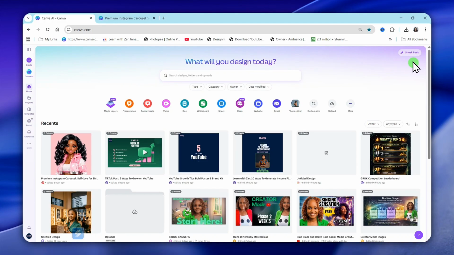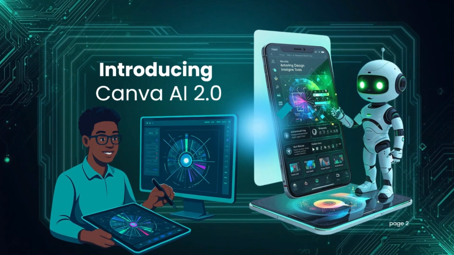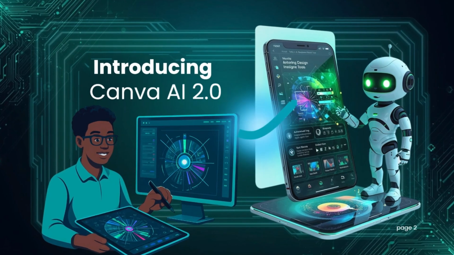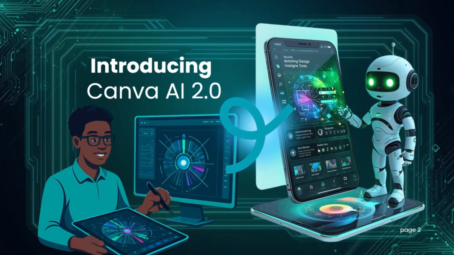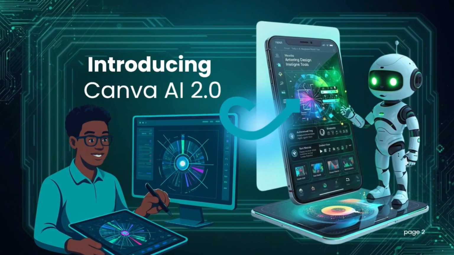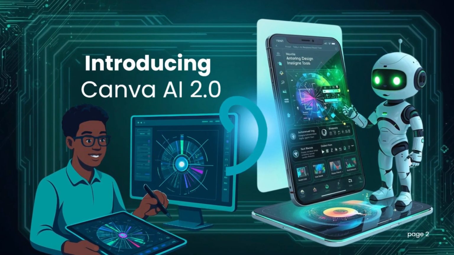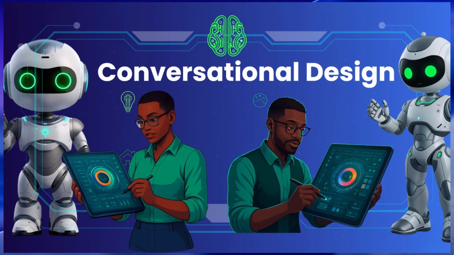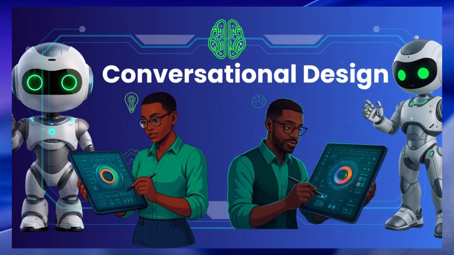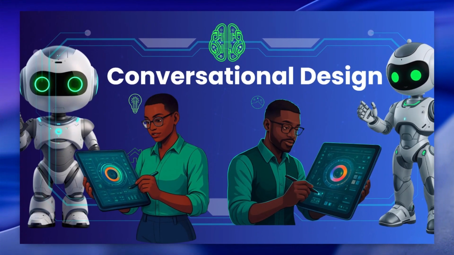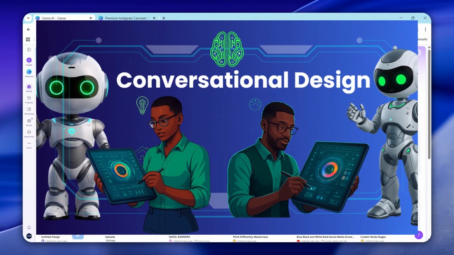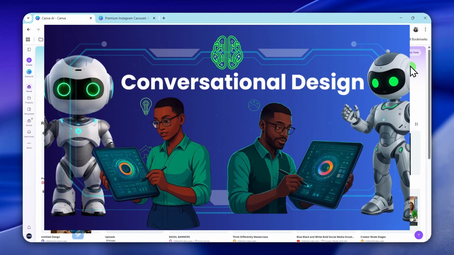What is one of the biggest changes we've seen this year? It is Canva AI 2.0. Canva calls this their most significant product evolution since launching in 2013, transforming Canva into a conversational agentic platform where teams can go from spark of an idea to a complete published work in one place.